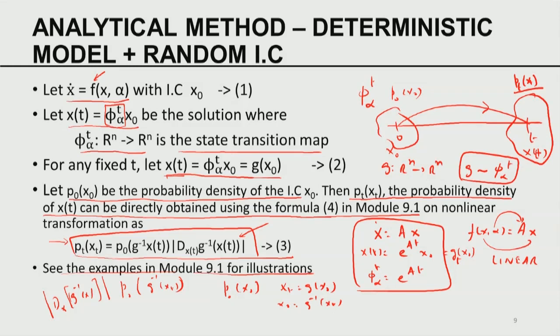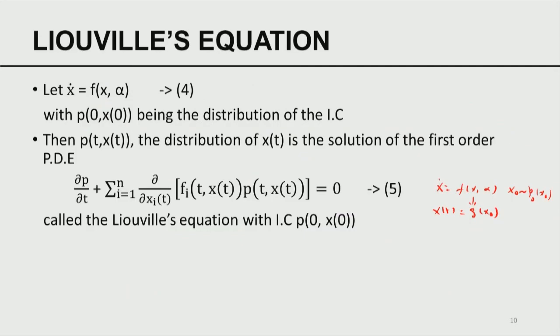So what is the summary? I have a differential equation, my initial conditions are random, but I can solve the differential equation and get the solution in closed form, x of t is equal to g of x naught. Once I know g, I can use equation 2 in this module to characterize the probability density function at time t using formula 3. So that's the basic idea. The question here is what if I'm not able to solve? That is the next question, and that's what is being answered.